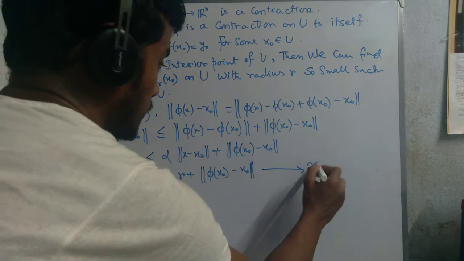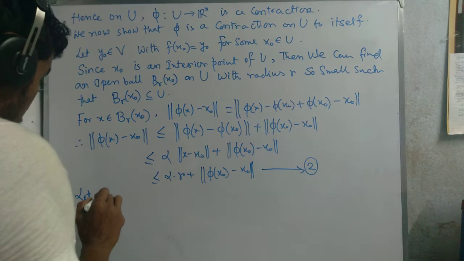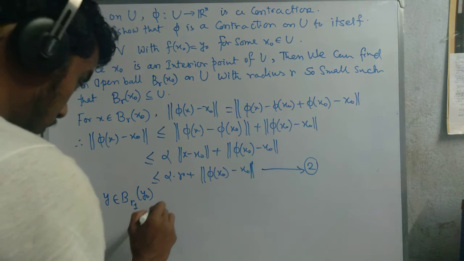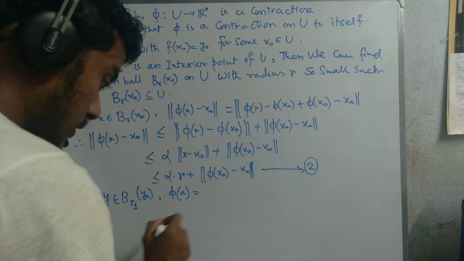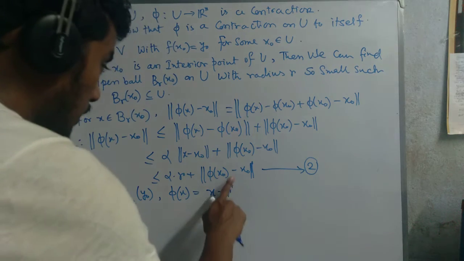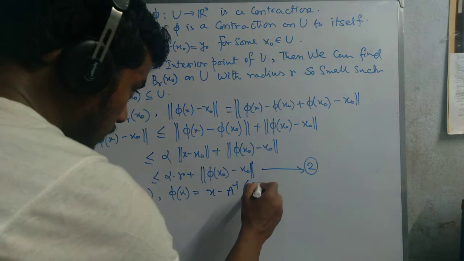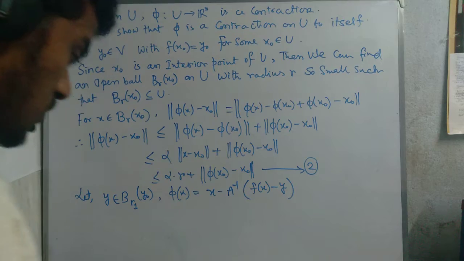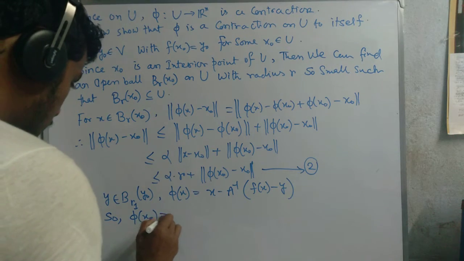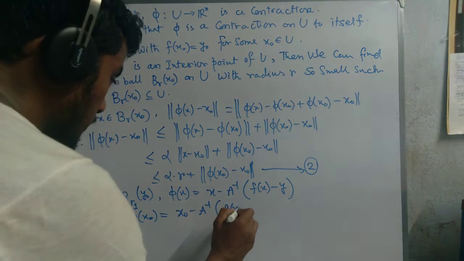This is marked as 2. Now let y belong to B_r1(y0). Here phi(x) equals x minus A inverse of f(x) minus y. So phi(x0) equals x0 minus A inverse of f(x0) minus y.